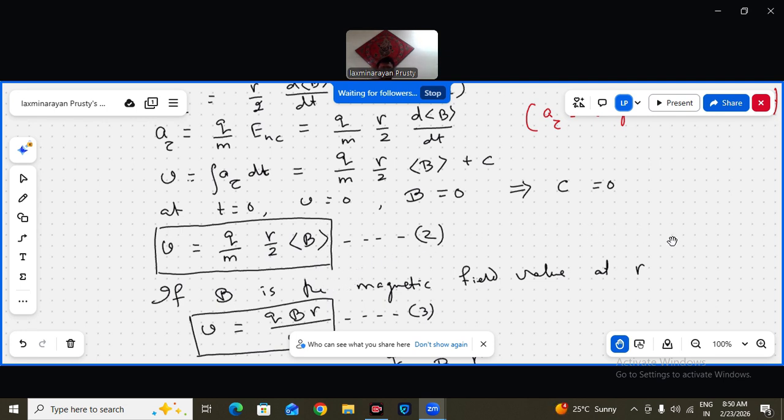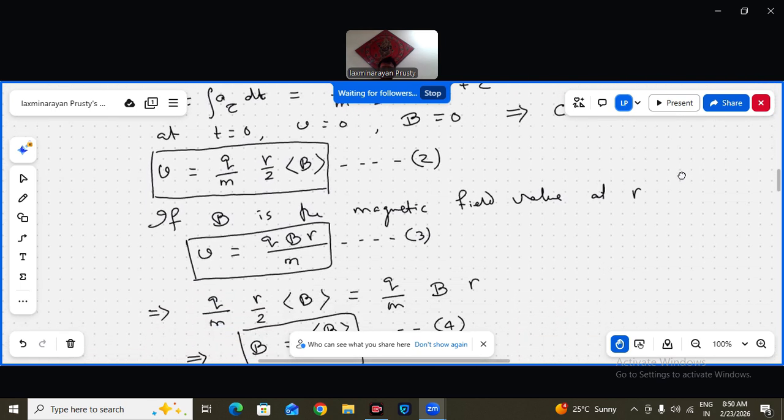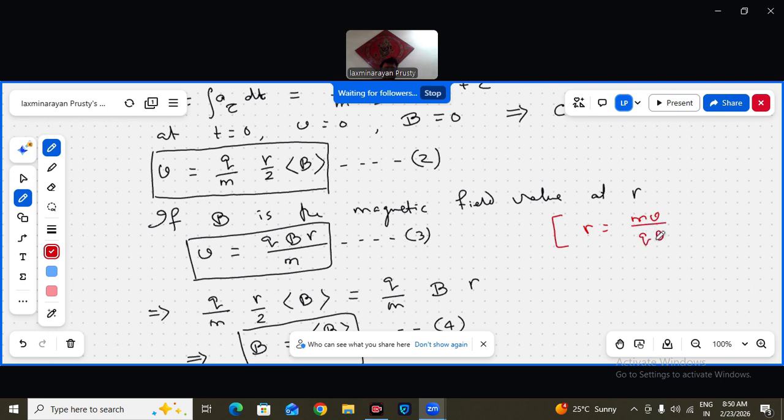But you also know from the motion of a charged particle in a magnetic field, what is the radius of the circular path? R is mv by qB, where B is the magnetic field in which the charge is moving. That is the magnetic field at the radius small r. So from this I get v is equal to qBr by m. B is not the average; B is the magnetic field on the circumference of that loop, because that is where the charge is present.